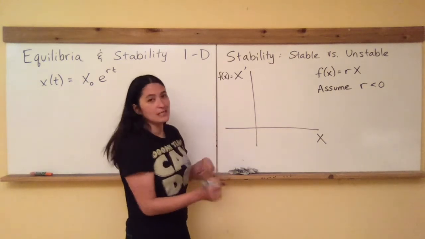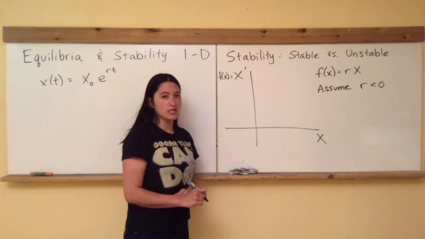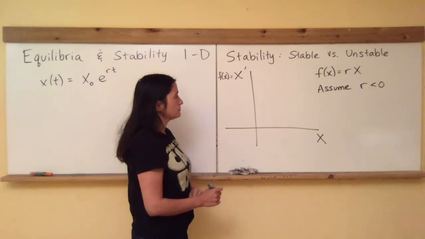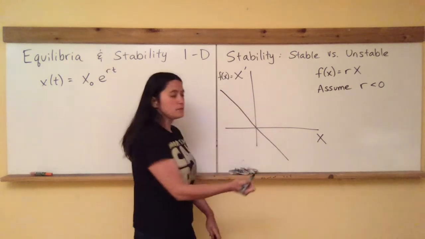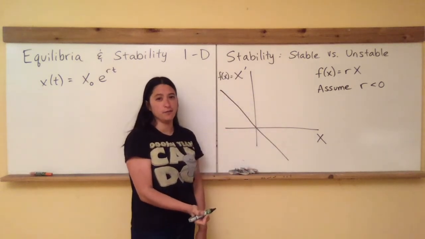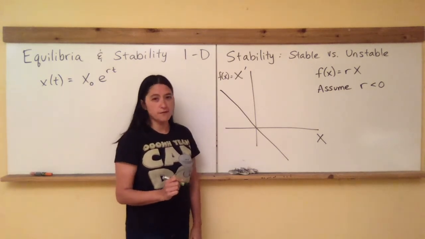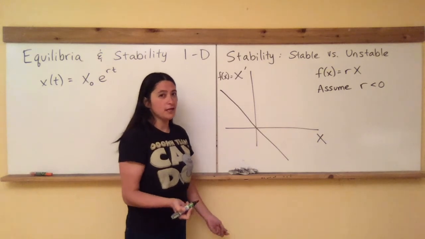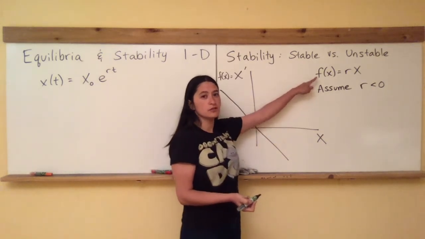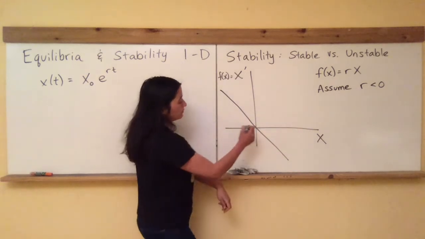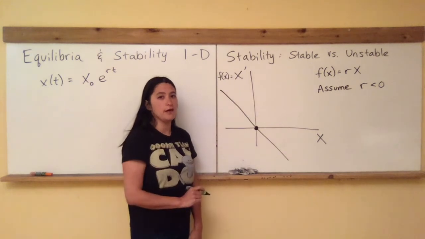But now we have a negative slope. We still have a line that's going through 0, 0, but now the slope is negative. So what does that look like? Right, it looks like this. It's a line going through 0, 0, but now it has a negative slope because the r is less than 0. Okay, nevertheless, the fixed point is still the same. If I ask the question, where does f of x equal 0, the one and only answer is where x is equal to 0. So the fixed point, the one and only equilibrium point, is still just right there.